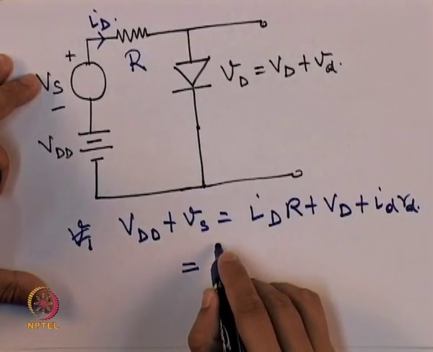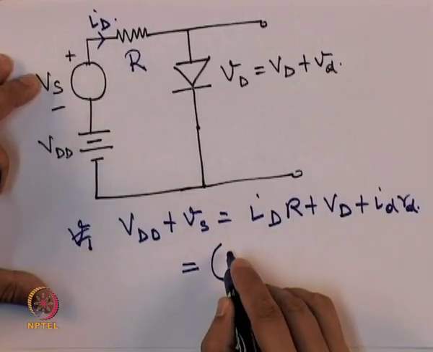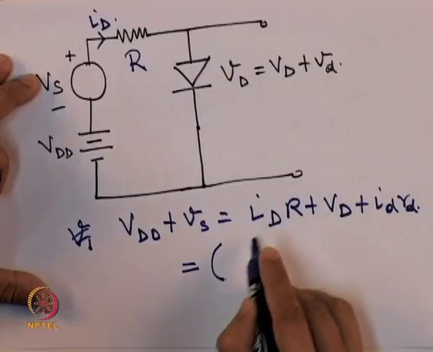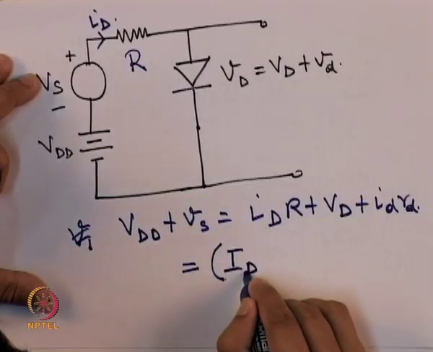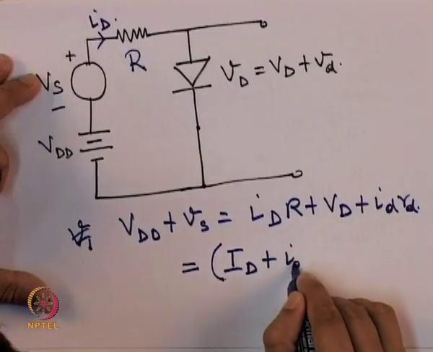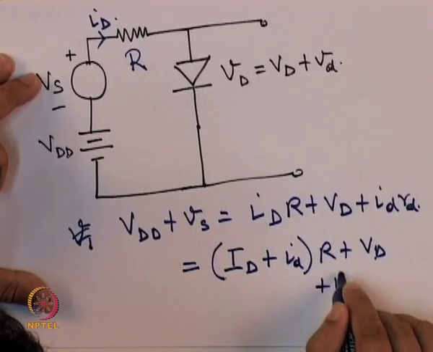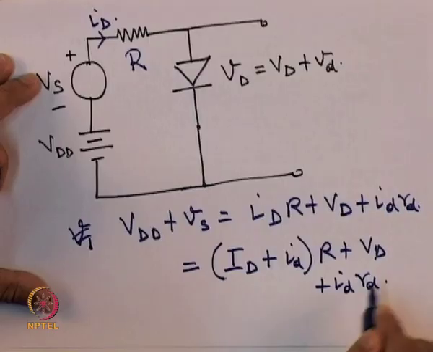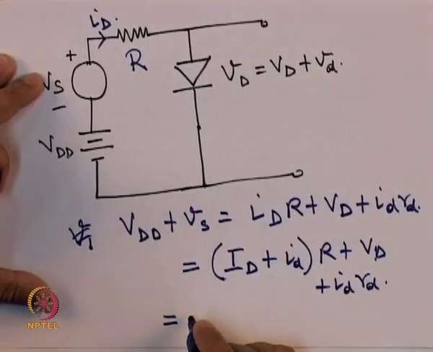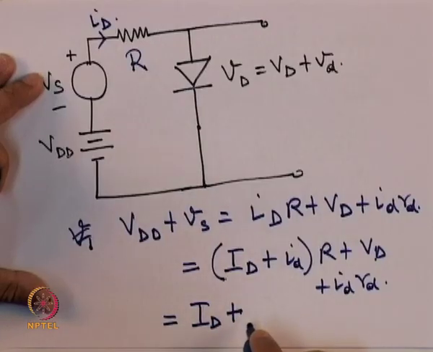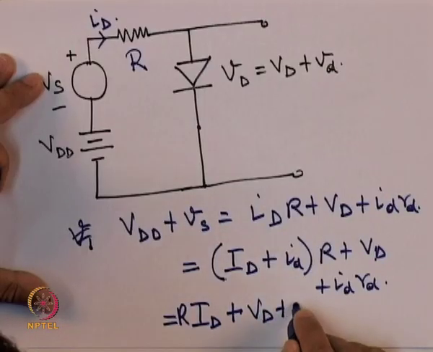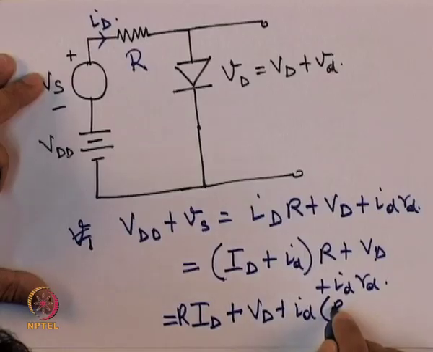write it as, now this small i_D is the sum of the DC component plus the AC component, plus V_D plus i_D r_D, which in turn is equal to capital I_D plus R into capital I_D plus V_D plus i_D into R plus i_D.